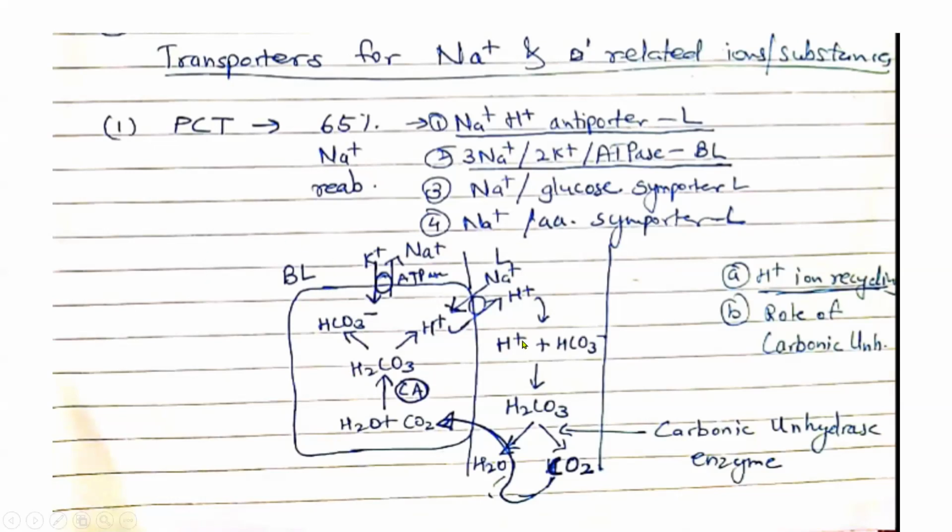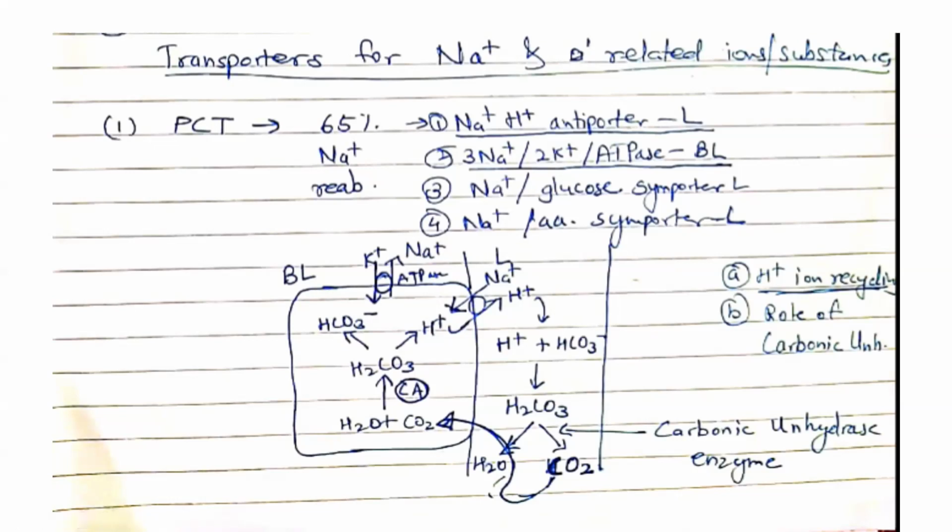So there are two things which are achieved. This entire process is called H plus ion recycling, and second, the bicarbonate ions, which are very, very important for our body, are not excreted. They are recycled and reabsorbed. So this entire process is clear.